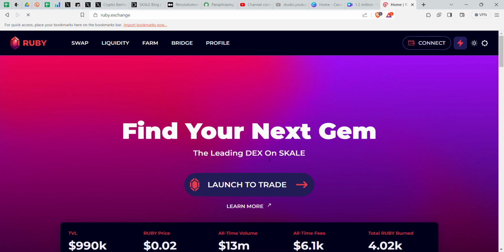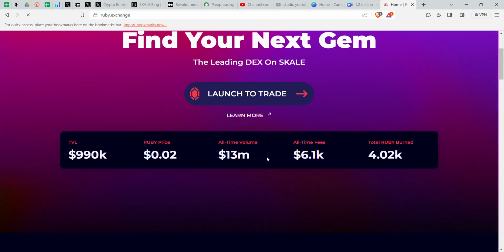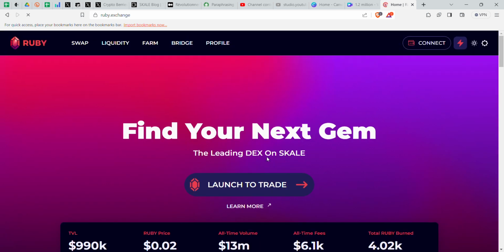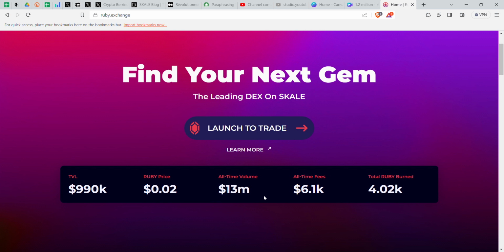Today I'll be showing us how to use Ruby Exchange. Ruby Exchange is a DEX on SKALE, and on Ruby Exchange you can do varieties of things on the SKALE network, ranging from swapping to farming to bridging and to provision of liquidity.